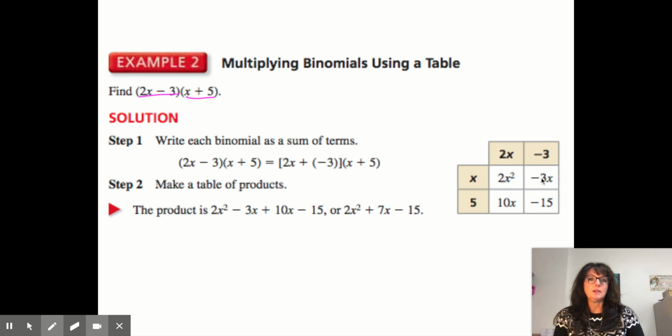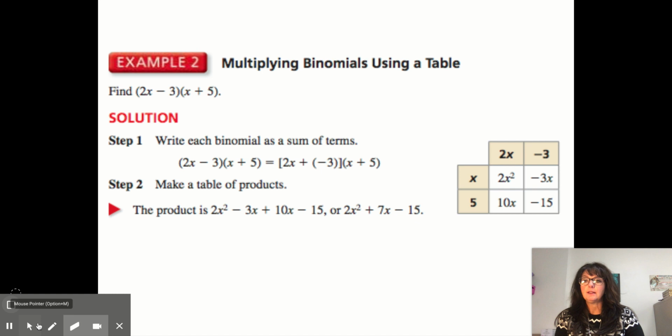X times -3 is -3x. So you summarize the row and the column. So 5 times 2x is 10x, and 5 times -3 is -15. Now we're going to combine like terms, which really are going to be these two terms right here, and then write the product right here, because it's like 10x minus 3x to get the 7x.